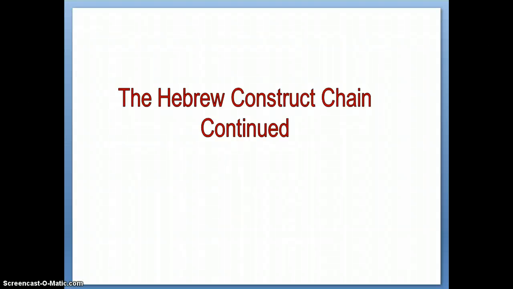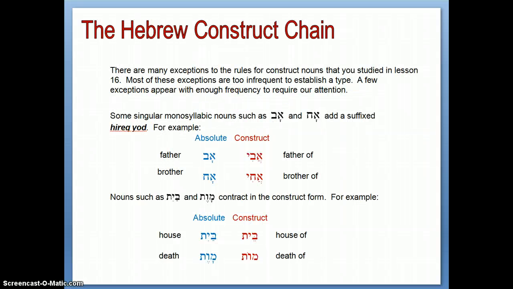This is the lecture that is lesson 17 in Lambdin. This is a continuation of our Hebrew construct chain lecture. Let's go to the first slide.